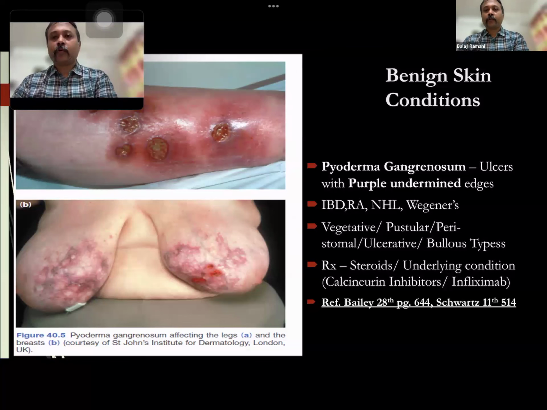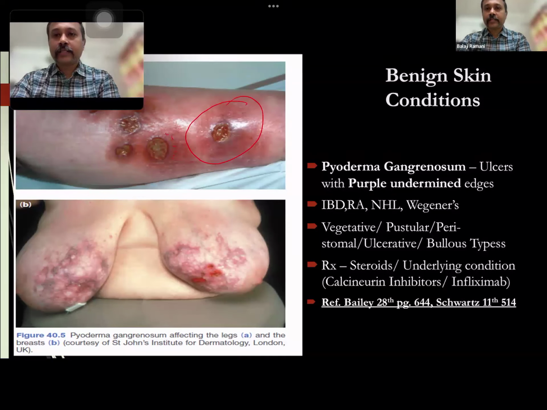What is this lesion? This is your classical pyoderma gangrenosum associated with inflammatory bowel disease. If you look closely, you can see that the edges are appearing violet, violaceous edges as we call it, the purple or violaceous undermining of the edges. Classically, you can see that the edges are pulling inside.